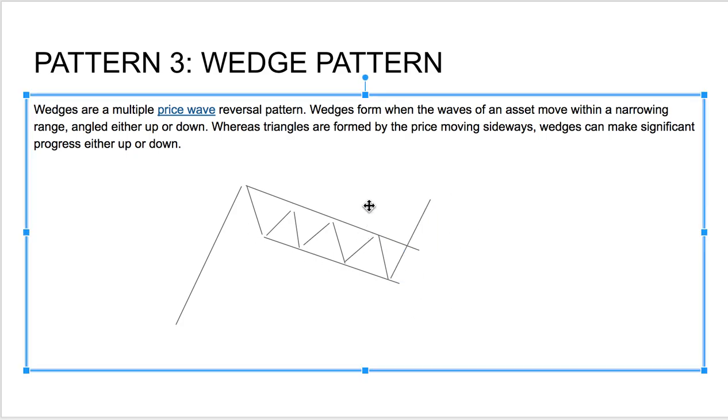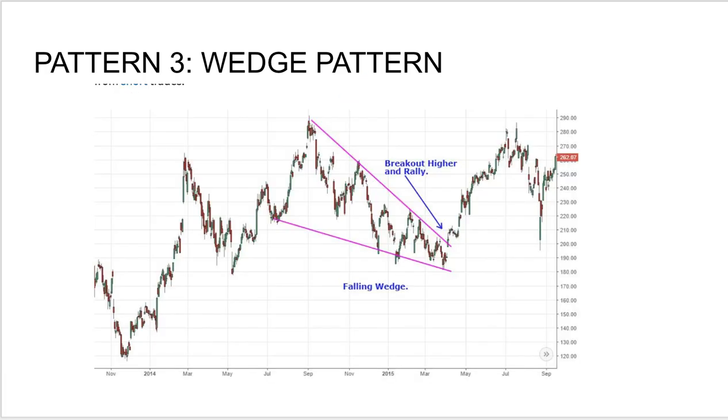It's a reversal pattern where wedges form when the waves of an asset move within a narrowing range, angled either up or down. Triangles are formed with the price moving sideways. Wedges can make significant progress either up or down. This is a really good example of price moving significantly up, and then it's trying to trend down. Once it breaks the wedge, if you want to enter right at the break, you could, or you can wait for a higher high, and then it shoots back up.